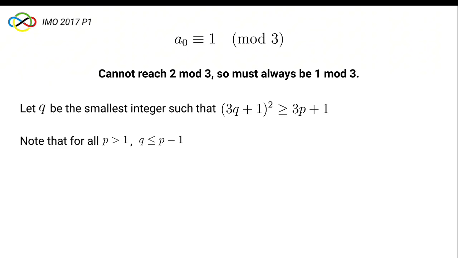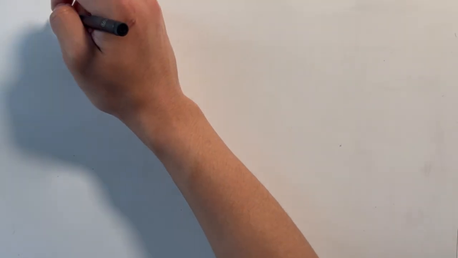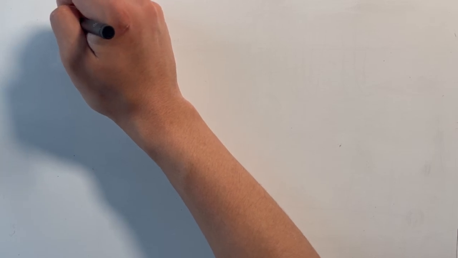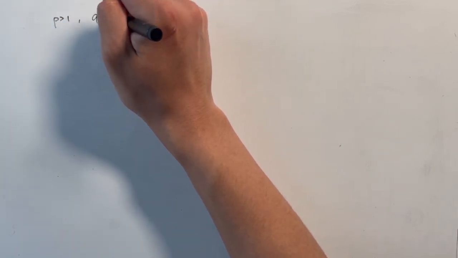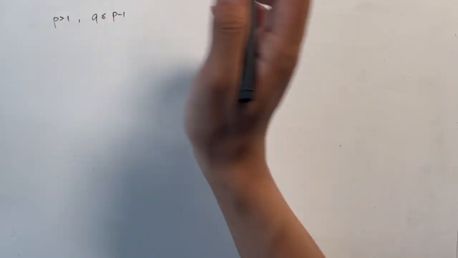Okay, so we can make another observation, the same observation actually. For p greater than 1, which is non-trivial p, we have q is less than or equal to p minus 1. So we can basically use the same algebra to prove that this is true, which we'll do now. Now we want to prove that for all p greater than 1, q is less than or equal to p minus 1 again.